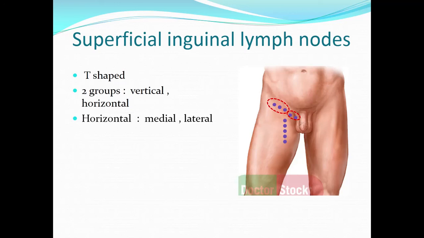The medial group takes the lymphatic drainage from the inguinal part or external genital part and the lower part of abdomen, while the lateral group takes lymphatic drainage from the lower lateral part of abdomen and gluteal region, while the vertical group takes lymphatic drainage from the rest of the lower limb. So this is the vertical group.